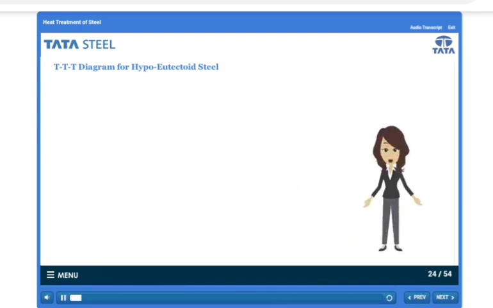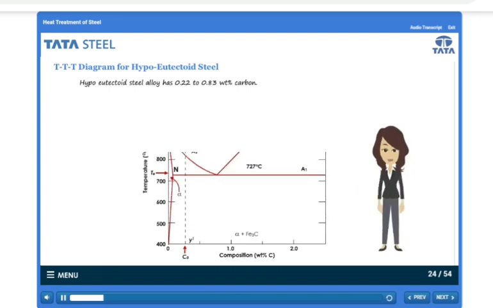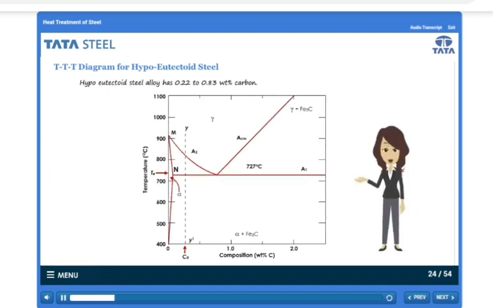We have learned in the previous topic that a hypo-eutectoid steel alloy has 0.22 to 0.83% of carbon by weight. Now we will analyze the iron-carbon diagram showing hypo-eutectoid composition. Looking at the diagram, at point C along the Y to Y dash composition line, the structure of steel is completely austenite.